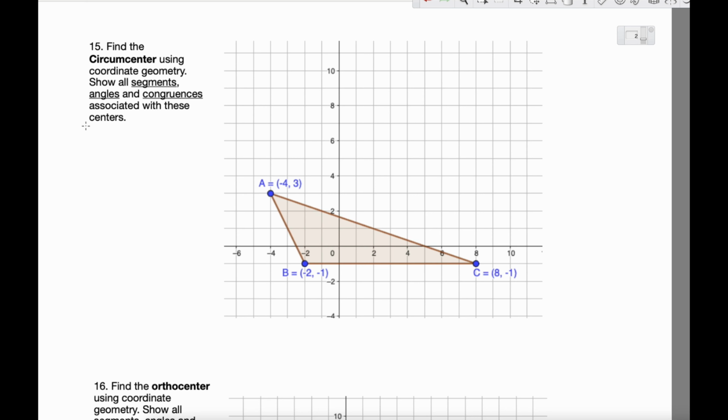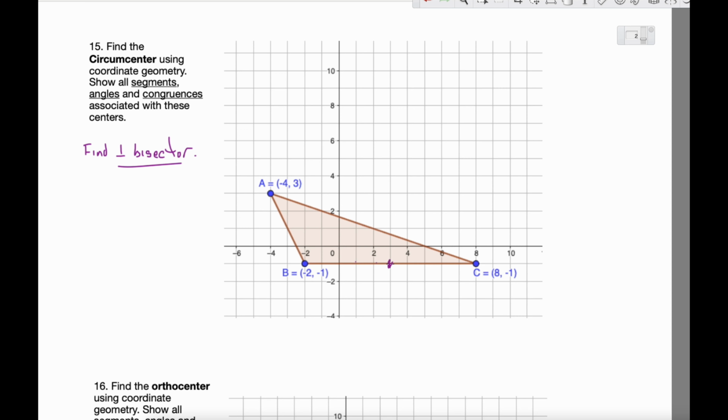Okay, circumcenter. So circumcenter, we need to find all of the angle bisectors. Sorry, perpendicular bisectors. Wrote one thing, said another. Okay, so let's find the easy one here. B to C, this horizontal line. We're going from -2 to 8. That's 10 units. Half of 10 is 5. So let's run 1, 2, 3, 4, 5. Boom. Put a point right there.